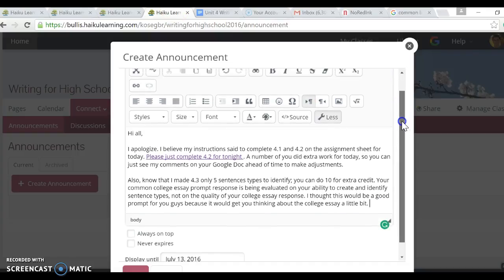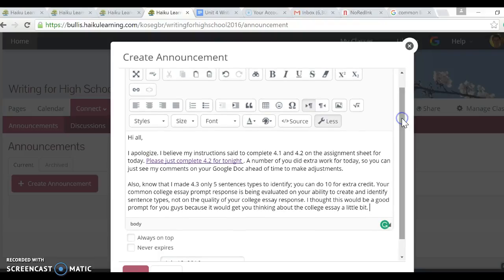So this week we're working on the parts of speech: subjects, verbs, direct objects, indirect objects, looking at linking verbs versus action verbs. Action verbs have the direct objects, indirect objects, whereas linking verbs do not.